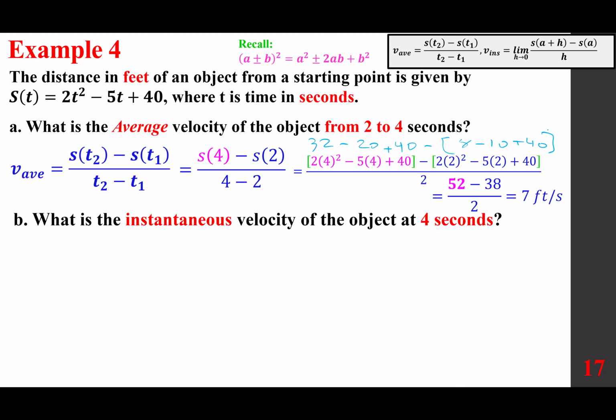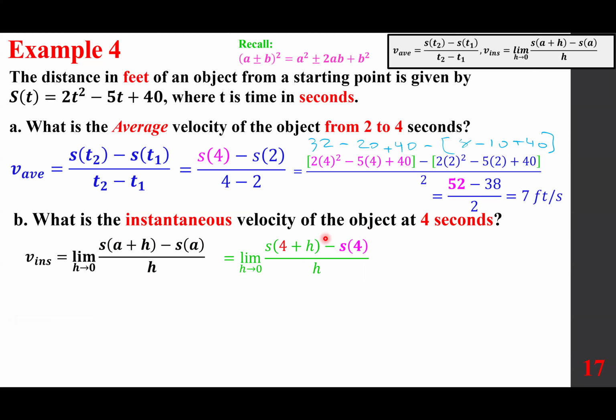What is the instantaneous velocity of the object at 4 seconds? When they give you 1 point in time, that is instantaneous, and that is taking the derivative. The v instantaneous is the limit of s of a plus h minus s of a over h as h approaches 0, so here s of 4 plus h minus s of 4 over h as h approaches 0.